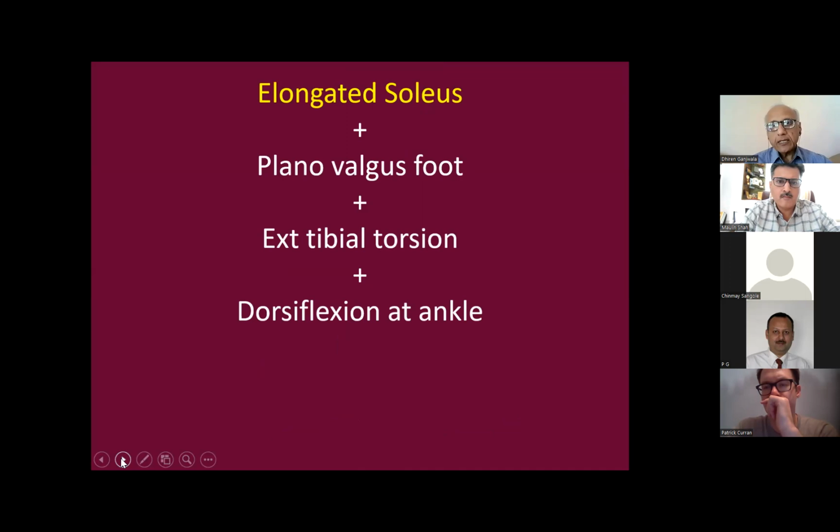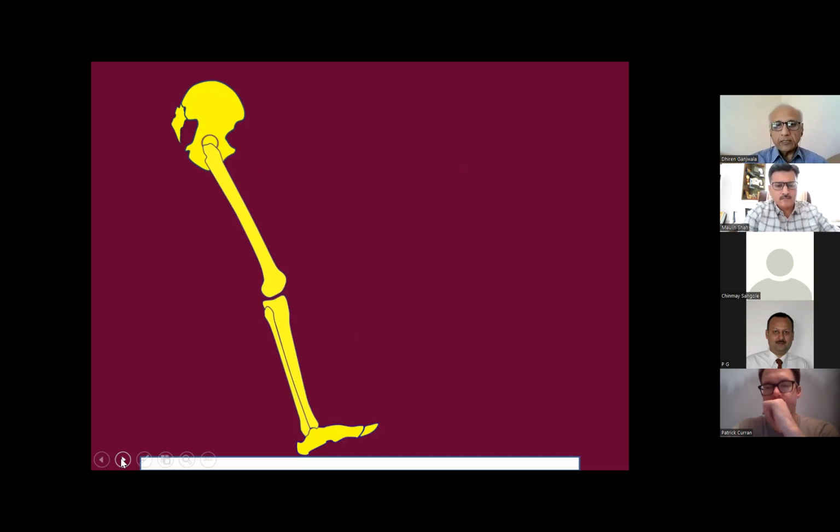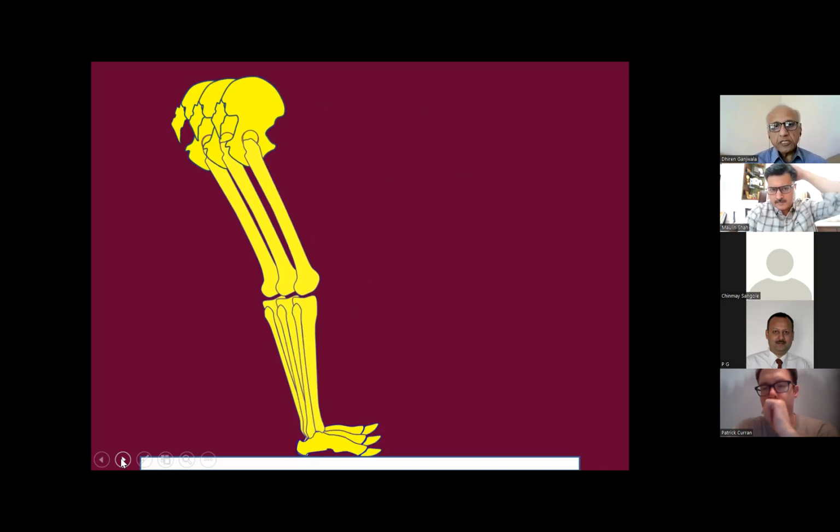So if we combine, there is an elongated soleus by surgery or by natural mechanism, plus there is a planovalgus foot, plus external tibial torsion, and a dorsiflexion at the ankle because of the crouch gait. All of this combined leads to an inefficient soleus. And how does this inefficient soleus lead to the problem in walking? To understand that, we are now looking at the initial part of the stance phase. We are looking at this person from the right side, and this person is moving like this.